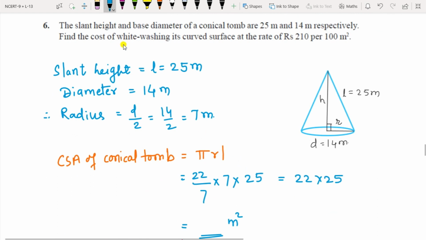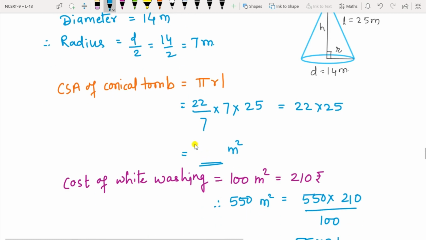Question 6 here is the slant height and the base diameter of a conical tomb. So slant height is 25 meter here and the base diameter is 14 meter. So radius will be 7 meter here. You need to find the cost of whitewashing its curved surface area at the rate of 210 per 100 meter square. For that first you have to find the curved surface area, that is equal to pi RL. On substituting the values, you get the curved surface area as 550 meters square.